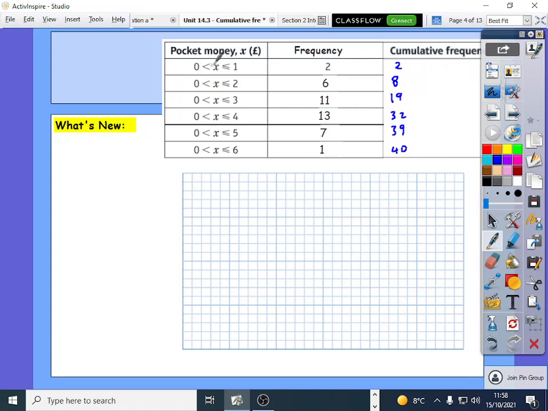Now, notice that this is all the pocket money under and equal to £1. All the people who get under £2 or equal to £2, equal to £3 or under £3, etc. Now, cumulative frequency is always along here. Okay, I'm going to call it CF for short. Cumulative frequency is always on the vertical axis.